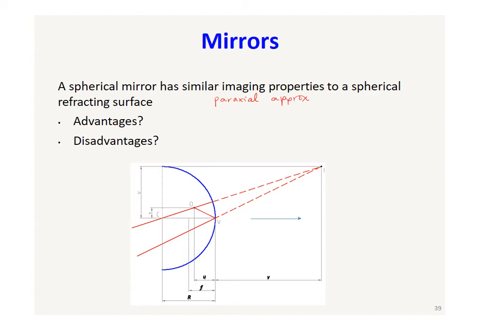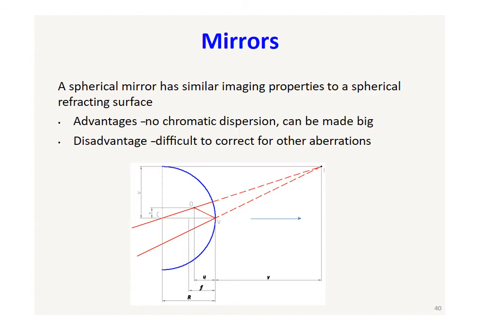The advantage of a mirror is that we don't have any chromatic dispersion. We can actually make it very, very large because the thickness is not an issue as it is with a lens. The disadvantage is that it's going to be really difficult to correct for other aberrations, and we'll be talking about more aberrations next week.